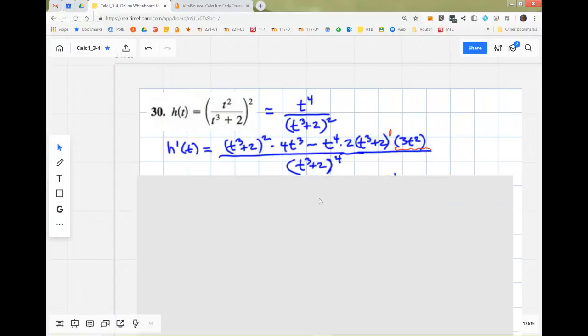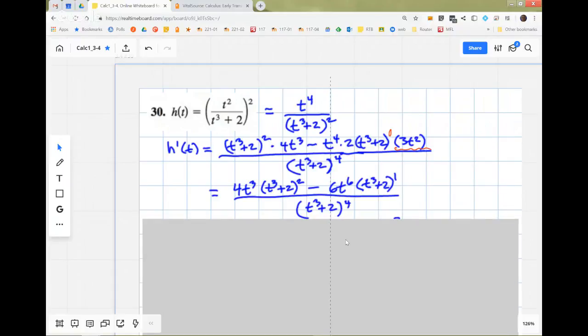So denominator times derivative of numerator minus numerator times derivative of denominator. Don't forget that chain rule there. So after you do your power rule for the derivative of the denominator, you also have to do the chain rule, and of course that's over the denominator squared. Okay, next, now I just rewrote it a little bit. I really didn't do anything, I just took 3t squared times 2t to the fourth.